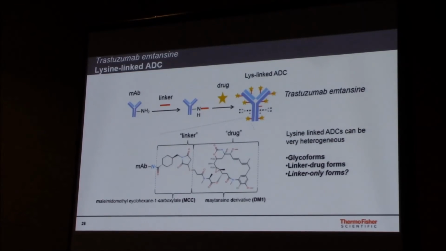People who have taken proteins and modified them with small molecules know this can be a very messy adventure from the intact level in particular. So different linker drug, and I guess the theme here is that for every ADC, we can take the same antibody and modify it with various kinds of linker drugs. You can make a lot of different permutations, and they may have various characteristics that we need to uncover. So in this lysine-linked ADC, we have glycoforms and other modifications that are inherent to the antibody itself. But we also have linker drug forms. In this case, we also might have free linker or linker-only forms.